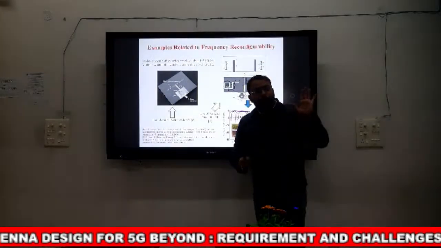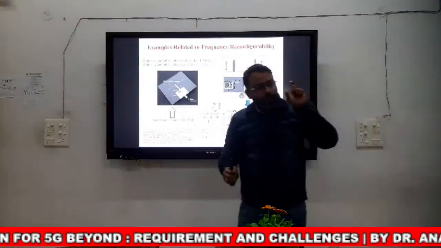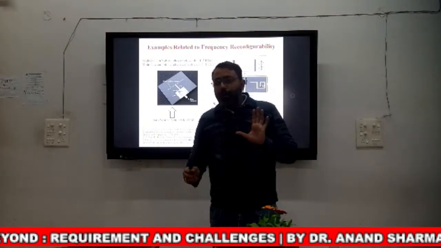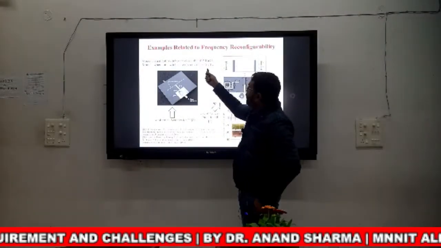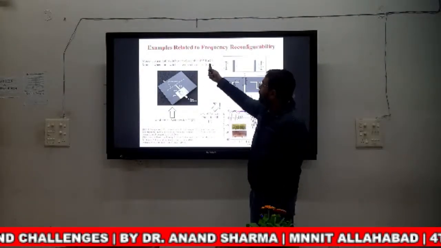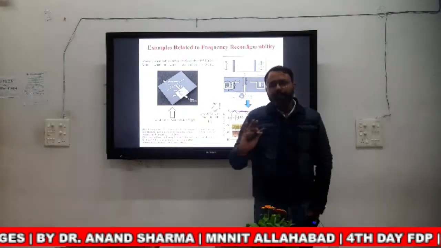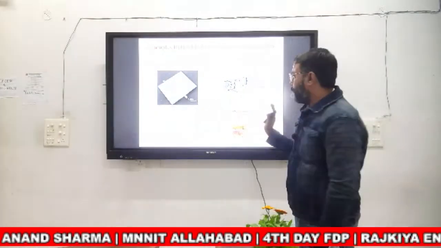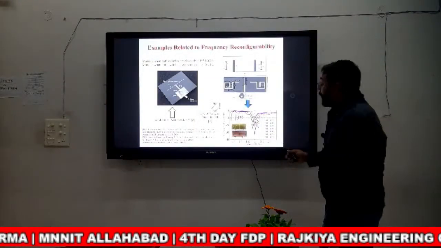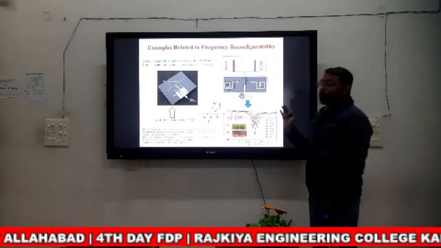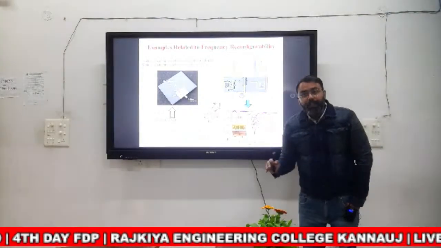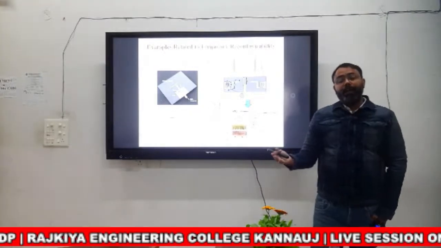So now with the help of diode on and off, you can create two different bands. One is at 2.16, 3.1. This is the simplest example of frequency reconfigurability. Now you can also generate frequency reconfigurability through the varactor diode.